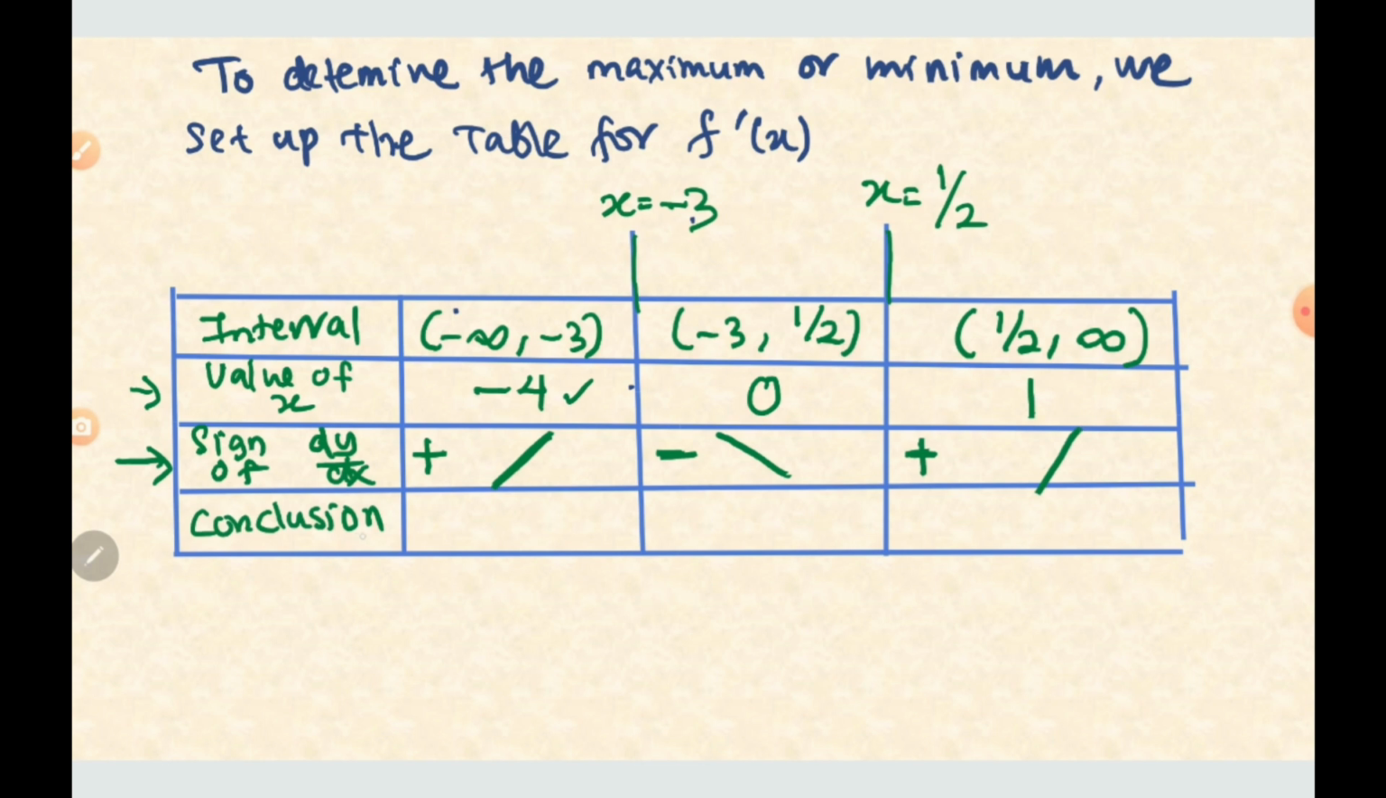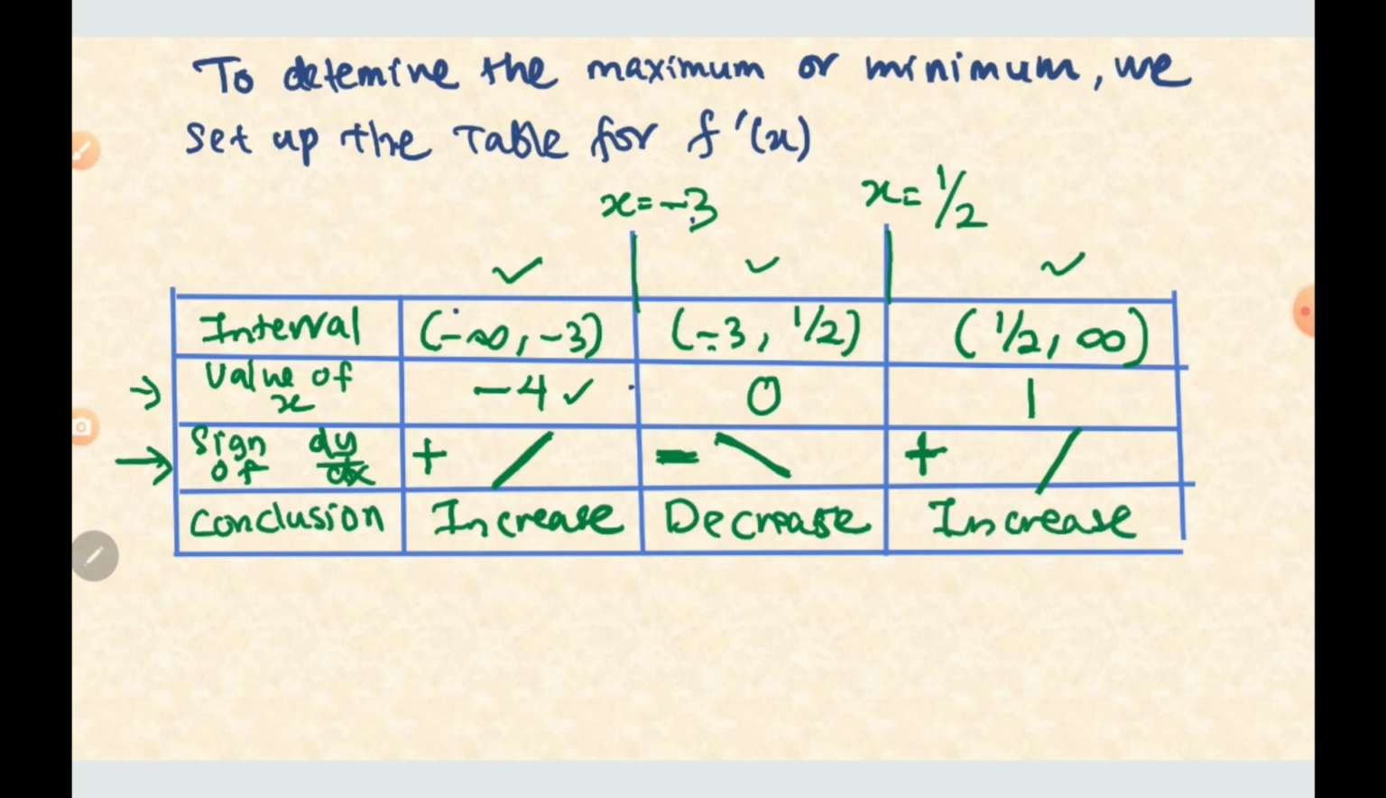So what is the conclusion? The conclusion is the function f(x) is increasing on the interval from negative infinity to negative 3. For the second interval, for negative 3 to 1 over 2, the function is going down or decreasing. And from 1 over 2 to infinity, the function is increasing again.